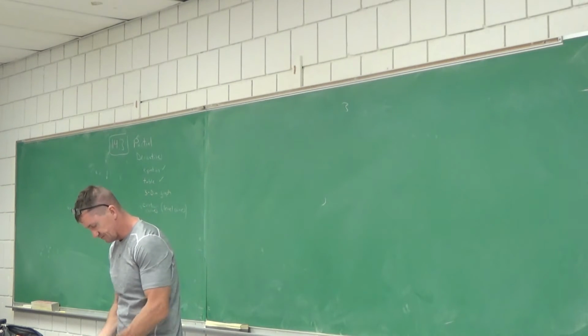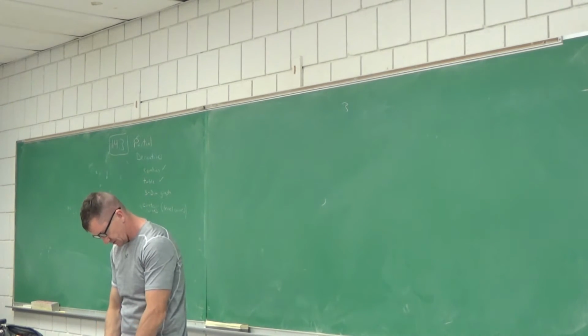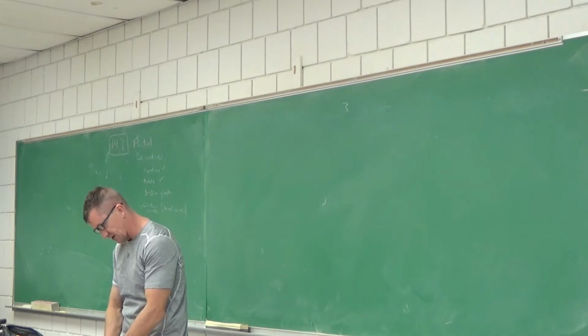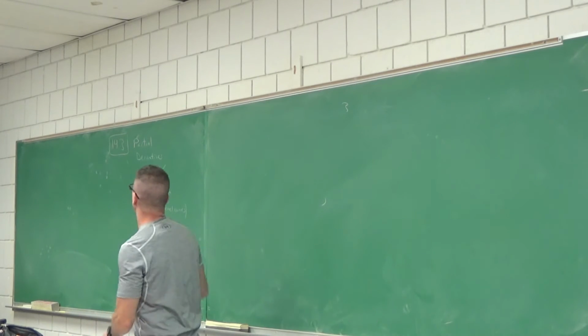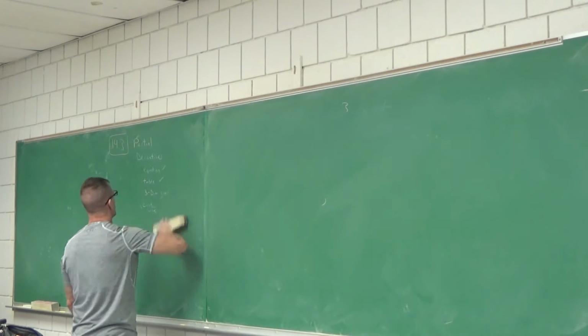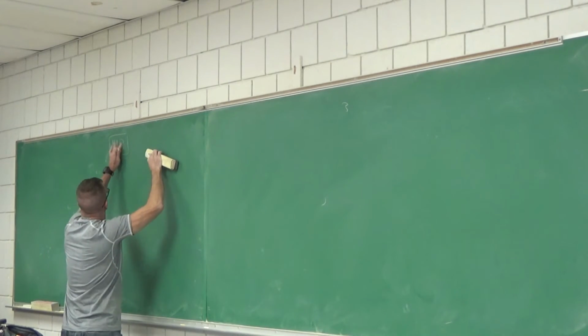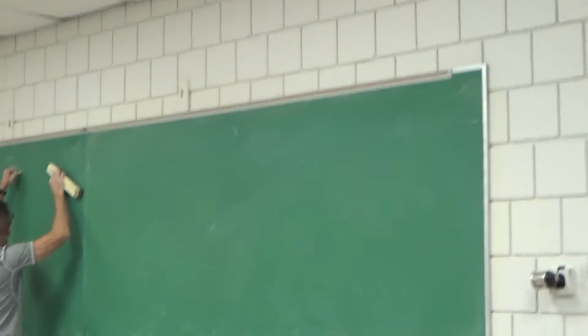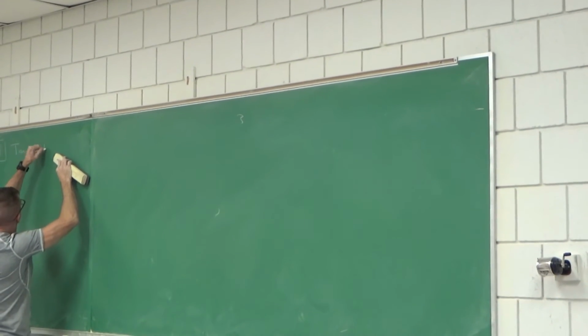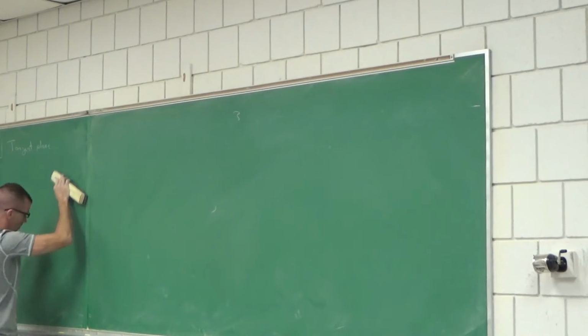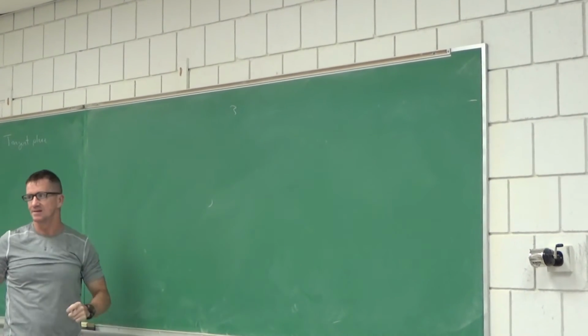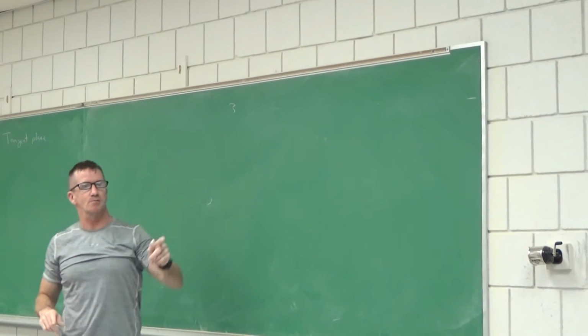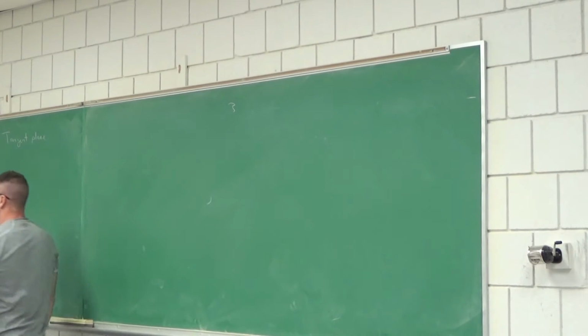So now we're going to put down section 14.4, tangent planes. Haven't we already found an equation of a plane? So now we're talking about planes that are tangent to the three-dimensional surfaces.